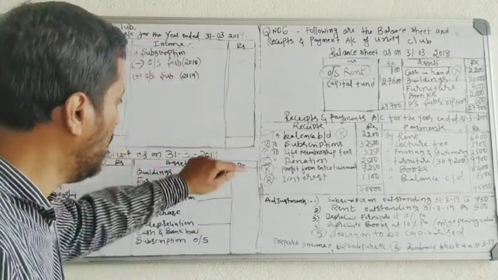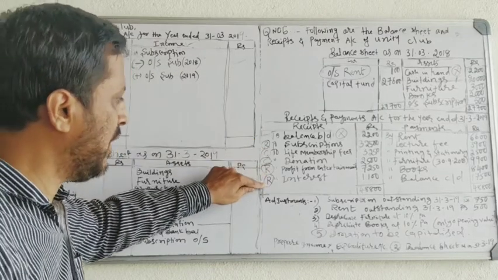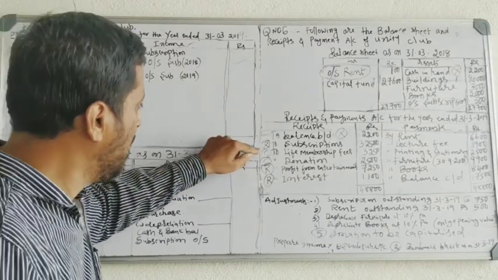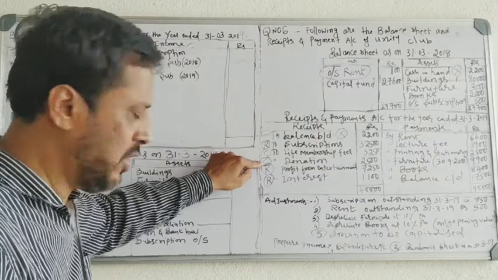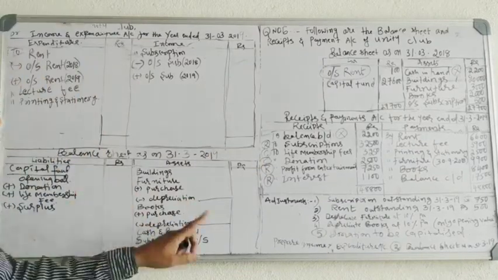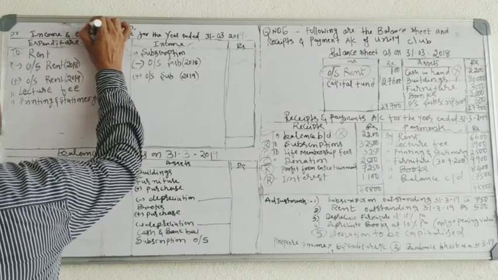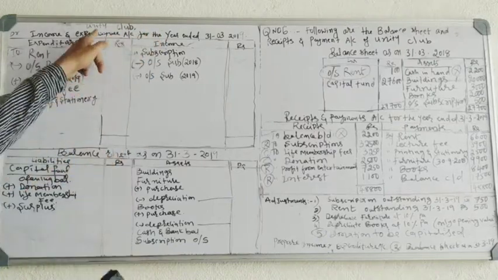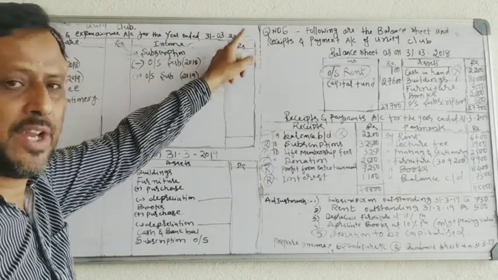What we have to do? Subscription, profit from entertainment, interest. These 3 are revenue receipts. Transfer to income and expenditure account. Life membership fees and donation. These 2 are capital receipt. Transfer to balance sheet. Okay. So we will start the problem. See the here. Unity Club. Answer is Unity Club. Unity Club income and expenditure account for the year ended 31/3/2019.